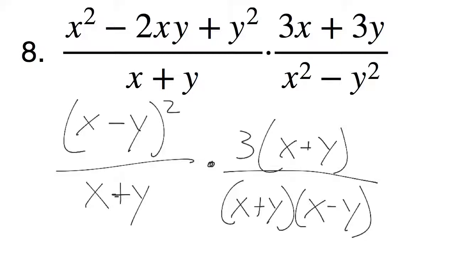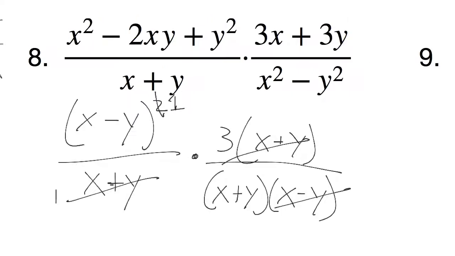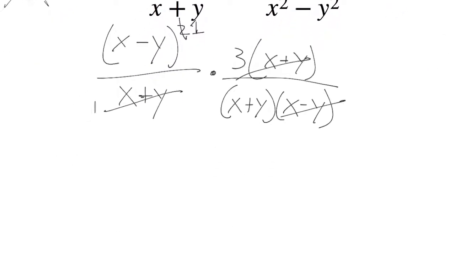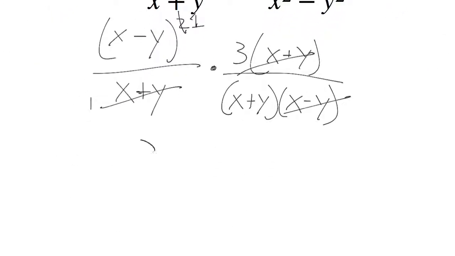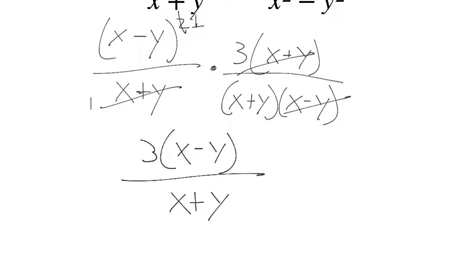So, let's cancel before we multiply. Can cancel that. We're left with just 1. Let's cancel one of these. We're left with just 1. And so it looks like we've got 3(x - y) over (x + y), because only the highlighted terms are left. So therefore, this is your answer.